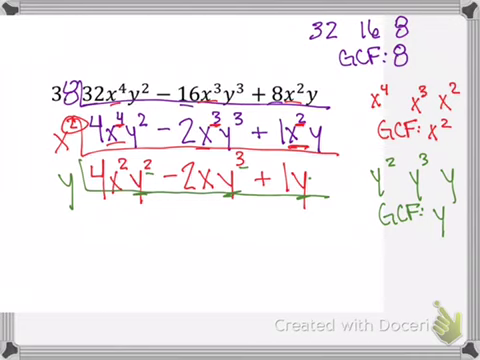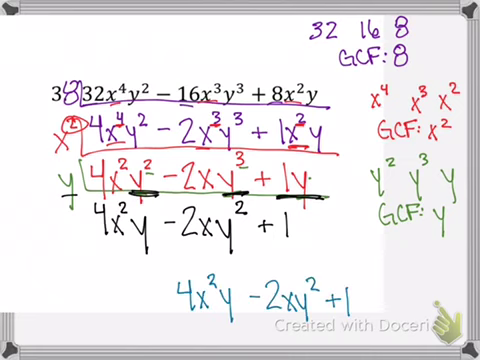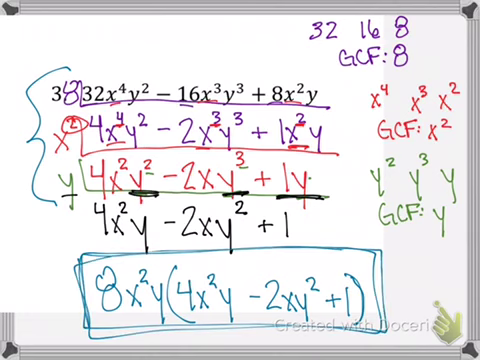So my final answer here is 4x to the second stays the same, but now it's y, because y to the second divided by y is y. Y to the third divided by y is going to become 2x y to the second. And 1y divided by y, it's going to just be left with 1. So my final answer, I'm putting all that simplest form in parentheses, and everything that I divided out is a part of my greatest common factor that I put right outside of my parentheses.